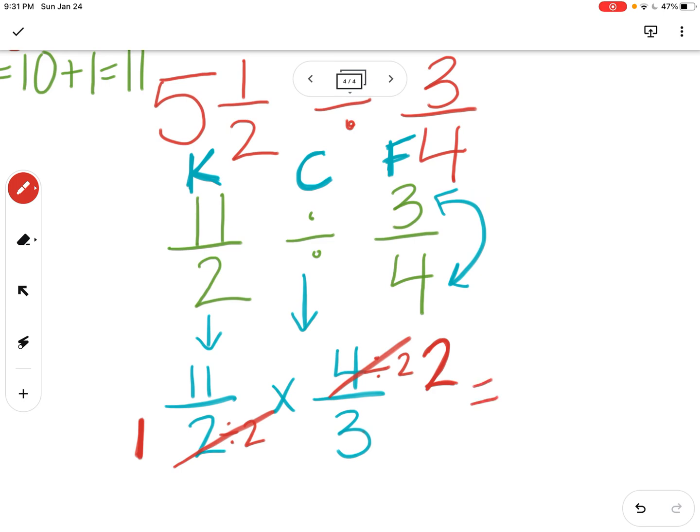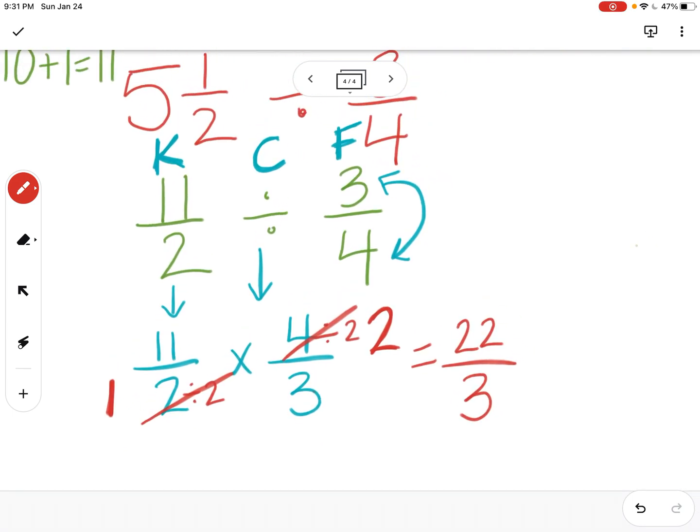And now I'm going to multiply straight across. I know 11 times 2 would be 22. And 1 times 3 would be 3. So we're left with our solution, which is 22 over 3. But of course, we want everything to be in proper form. Right now, this is an improper fraction, so we want to convert to a mixed number. So specifically, how many laps would that be?